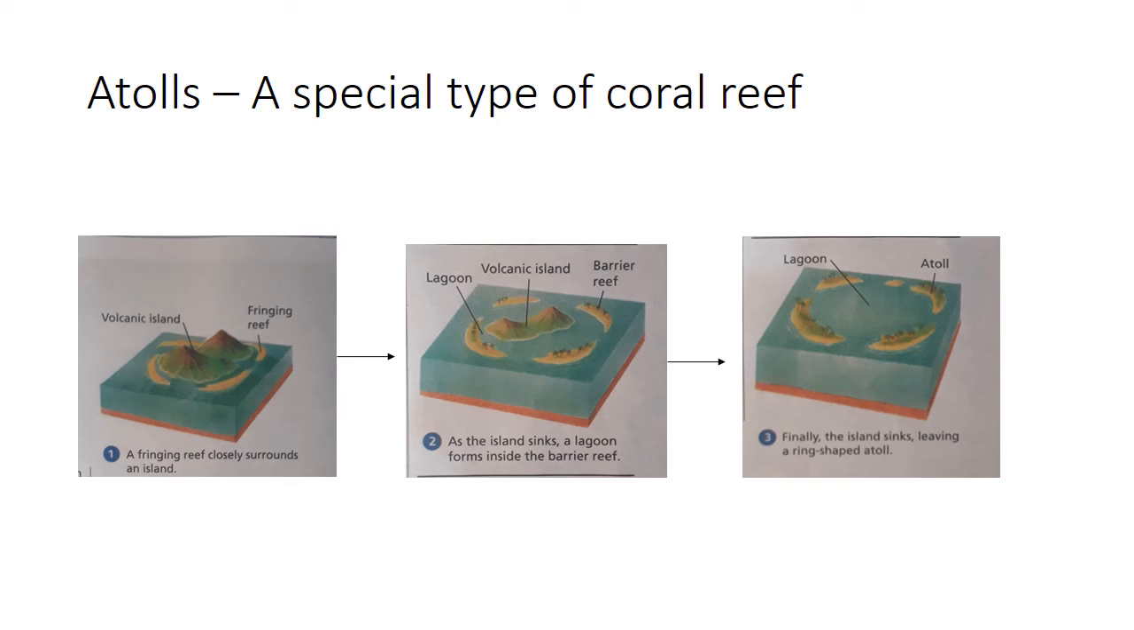A barrier reef is a reef that is far away from the volcanic island. As the volcano keeps sinking, it disappears under the ocean, leaving a ring-shaped coral reef. This ring-shaped coral reef is called an atoll. Inside the atoll, there is a small area of water called a lagoon. A lagoon is a still area of salty water.